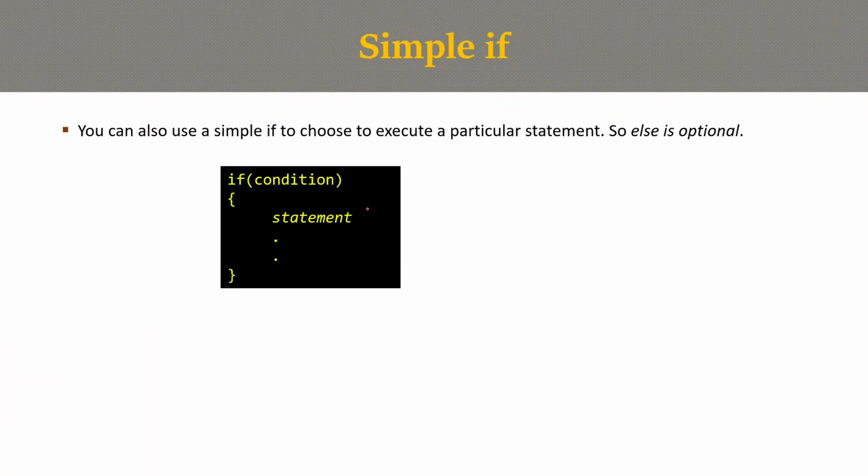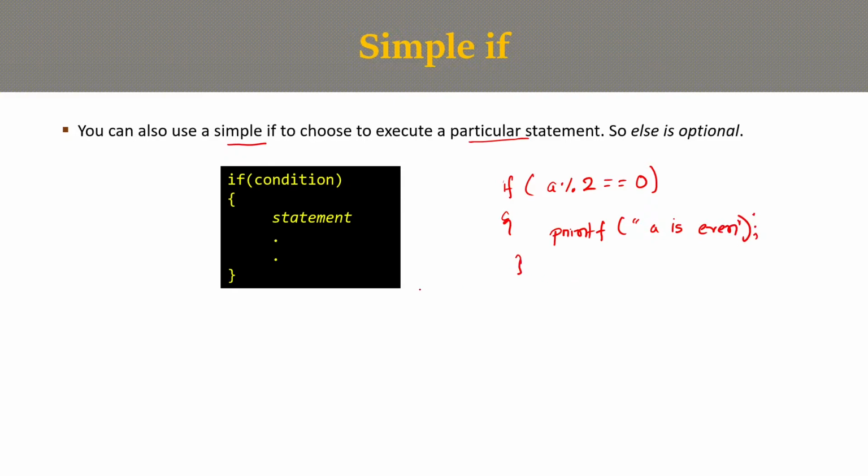Now a simple if, so rather than an if else, you can also use a simple if to choose to execute a particular statement. Say for example, you want to check if a is an odd number or an even number. You can simply write a modulus of 2 equals to 0. By this mod, if a is an even number, then the mod result will be 0. So if it's an even number, then you need to print with printf, a is even.